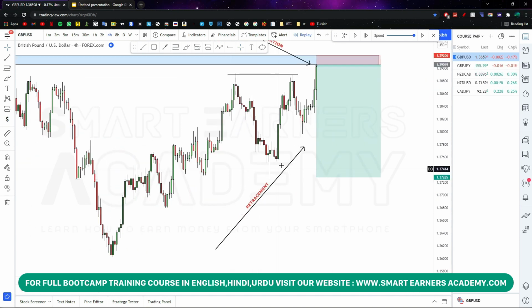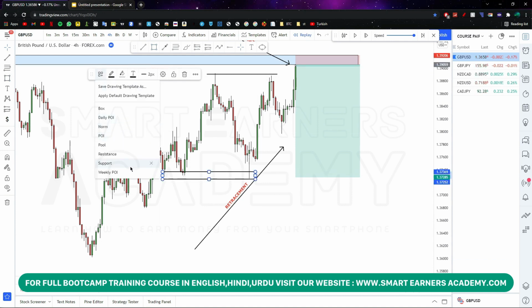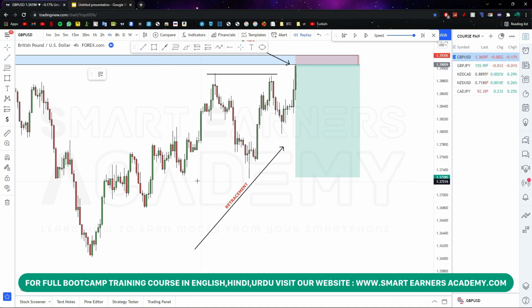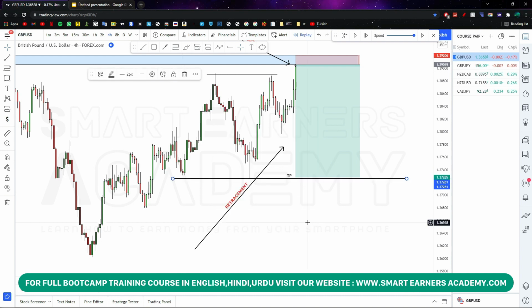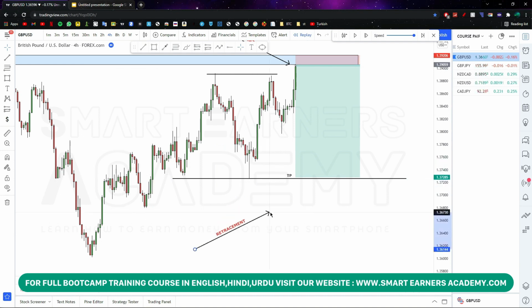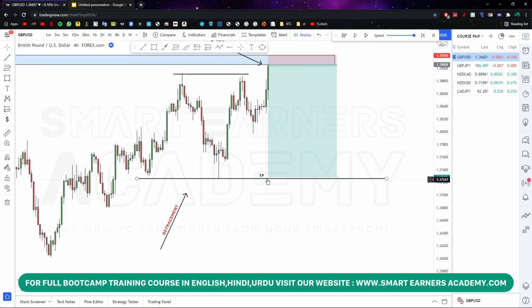So an area of liquidity which we can set our take profit is, for example, an area over here. This area of support right here can be an area of liquidity where you're setting your targets. I'll just draw this as a line, so it's one number, and then I'll name this TP. So that could be one of our take profits.